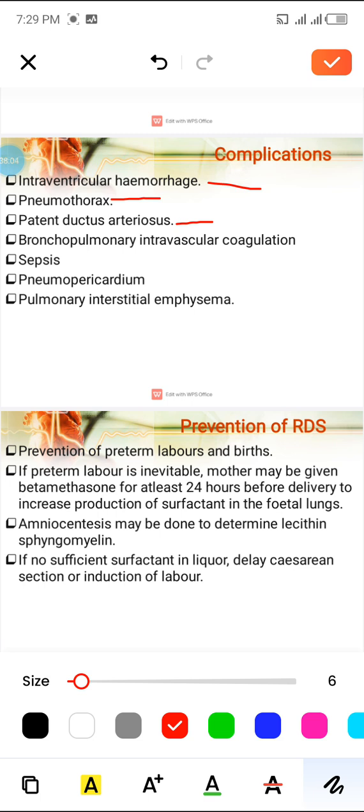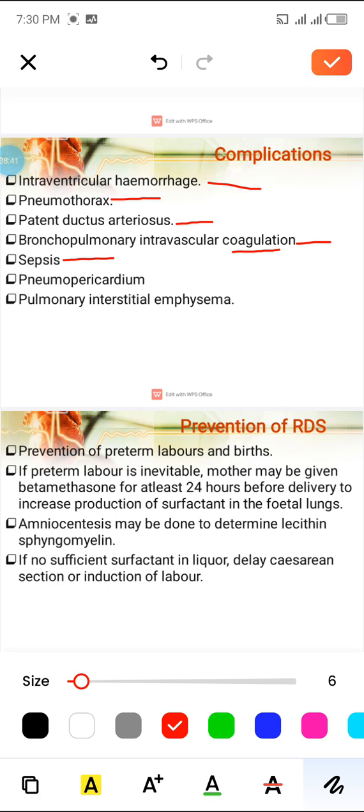Then there will be bronchopulmonary intravascular congestion. Like we said, there's congestion because of these blood vessels collapsing in the chest or in the lungs. So that's why the bronchopulmonary intravascular coagulation. So meaning that there's a problem here with clotting of blood. Then sepsis, meaning that there will be infection in the blood because this child will be undergoing a lot of procedures. So this sepsis comes from there. We're dealing with a lot of procedures, so you expect this sepsis.